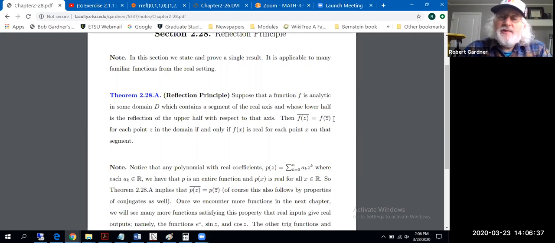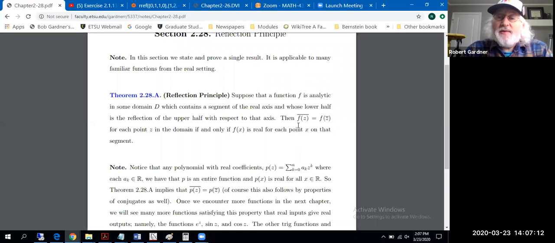So the claim here is, if we put in a reflection about the real axis of a point z, then the function values have that same type of symmetry. So I put in a point z bar, and we get out the conjugate of f of z. So it's a certain type of symmetry, and it's symmetry with respect to inputs about the x-axis, as well as the outputs about the u-axis in the w plane, as we've called it before.